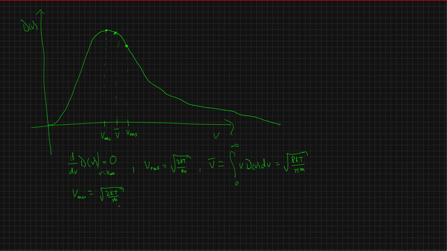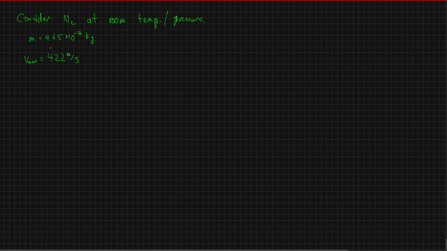I'm just using the expression that I wrote down here. So it depends on the mass of whatever you're talking about. Basically, if it's bigger, it's going to be moving slower on average, which makes sense. And if the temperature is greater, then it's going to be moving faster on average. So if you put in room temp, about 300 Kelvin, and the mass of nitrogen in there, you get 422 meters per second. Okay, so that's all well and good. But let's say we don't want to find a specific speed.